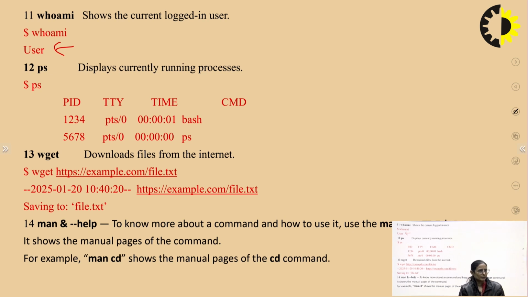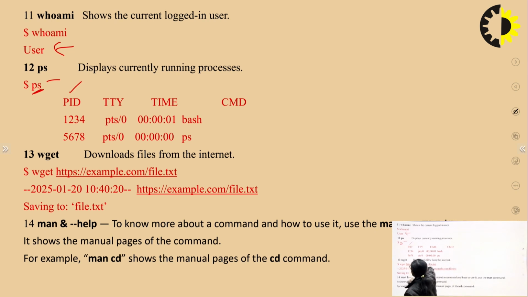The ps command basically displays the currently running processes. For example, if I want to see what processes are running on my system, then I will use the ps command. It stands for process status, so it will show the status of my processes.